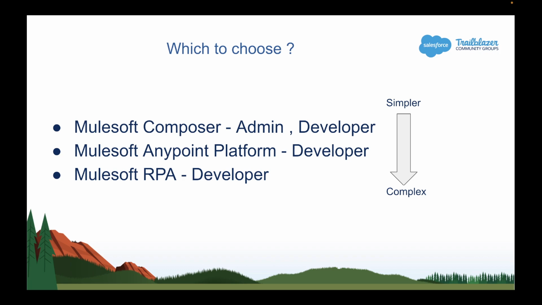But Composer, on the other hand, as I said, you don't have to do anything of the sort. It's very simple and straightforward. So the hierarchy goes from simpler to complex: MuleSoft Composer on the top, being very simple, MuleSoft Anypoint Platform in the middle, and RPA at the bottom.